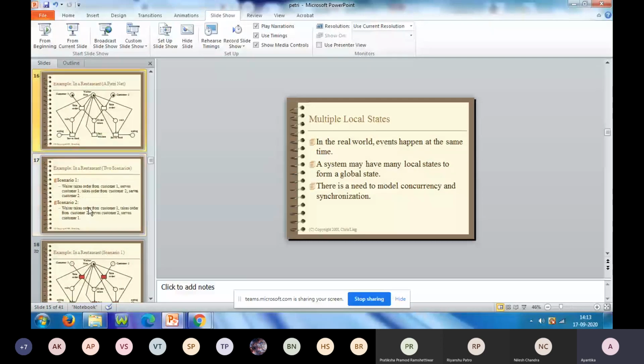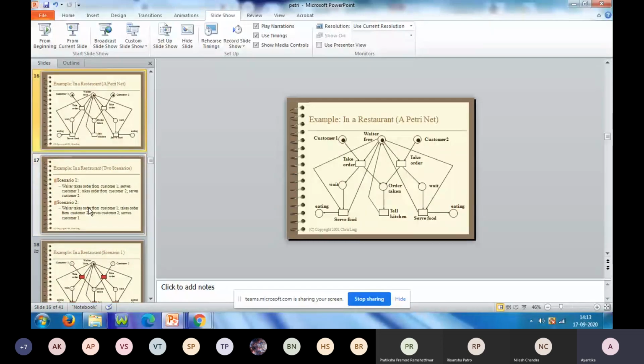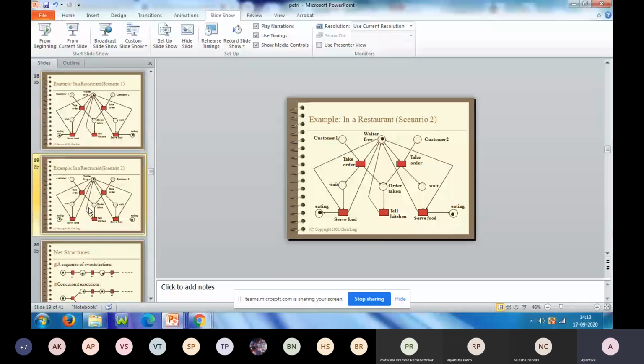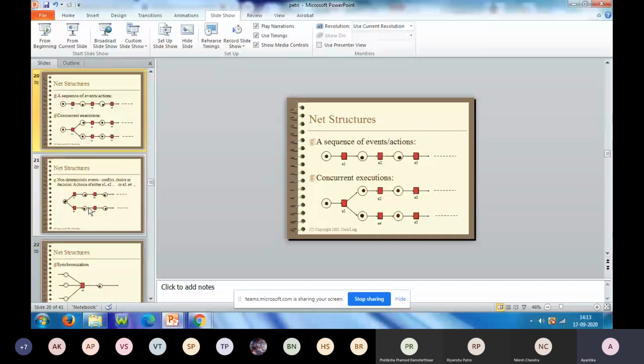Then there is another similar example about a restaurant. You can check that by your own. I will upload this slide, and I will come to this part and discuss it later.